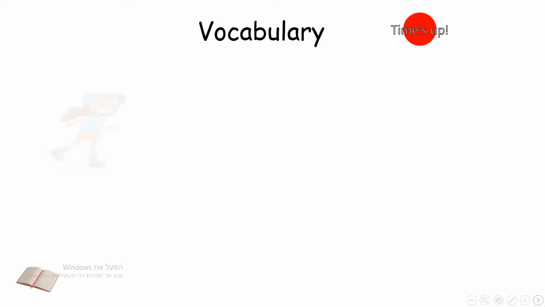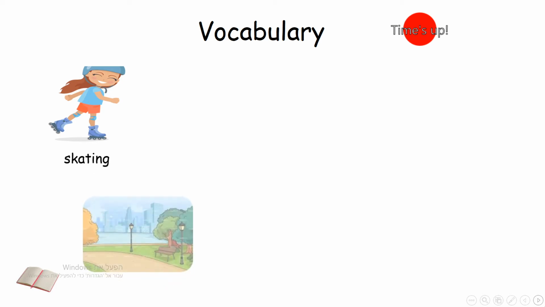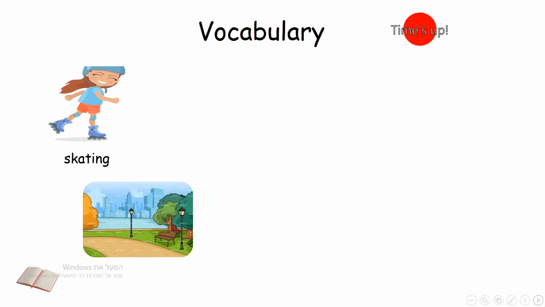Okay, for today's lesson, we are going to learn new vocabulary, so I need you to focus. The first word, look at the picture and tell me, try to guess, what word is it? What is the girl doing? She is skating. She is skating, yes. And what place is it? It's a park. Park. Great.